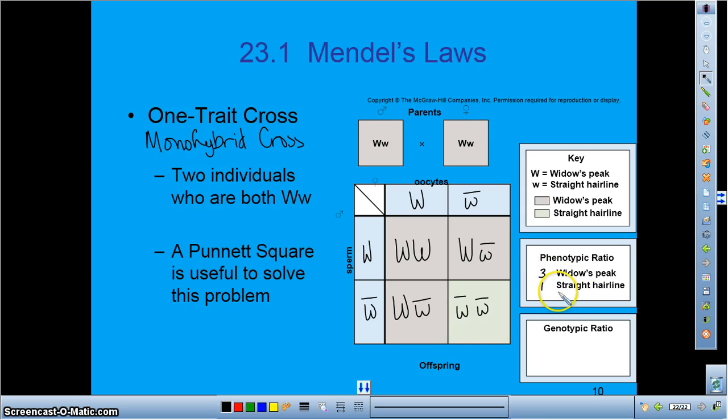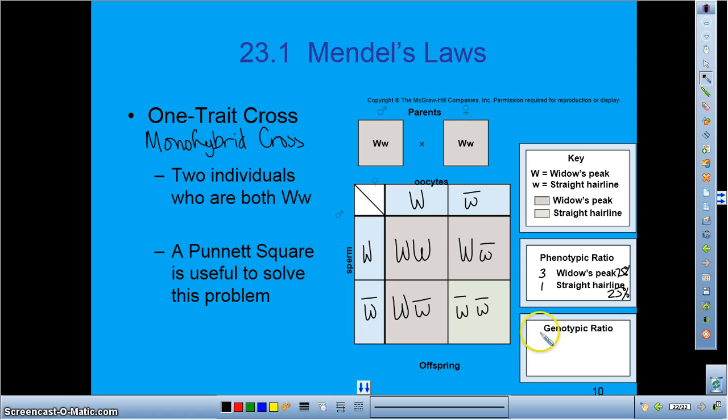I can't just say 3 to 1. The phenotypic ratio is 3 to 1. I have to say what it is, 3 of what to 1 of what. Or like I said, we could say that 75% widow's peak and 25% chance of having a straight hairline. So what this square is telling us is if this individual has 4 children, statistically 3 out of the 4 would have a widow's peak.